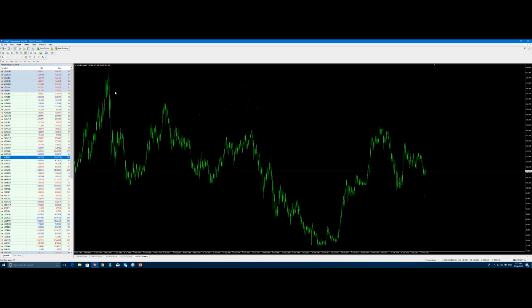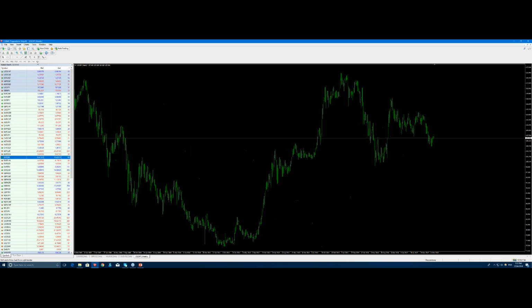What you'll notice is that if we're looking at this on a bar chart, there was a point in time over here back in 2013 where we had an incredible pennant formation. It looks like a symmetrical triangle to a lot of people. This is an incredible pennant, and you've got a really nice pole for that pennant.